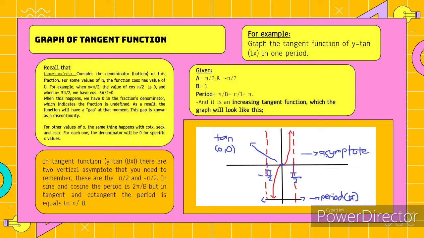For example, graph the tangent function y = tan(1x) in one period. The given is a = π/2 and −π/2, and b = 1. The period is π/b = π/1 = π, and it is an increasing tangent function, which the graph will look like this.